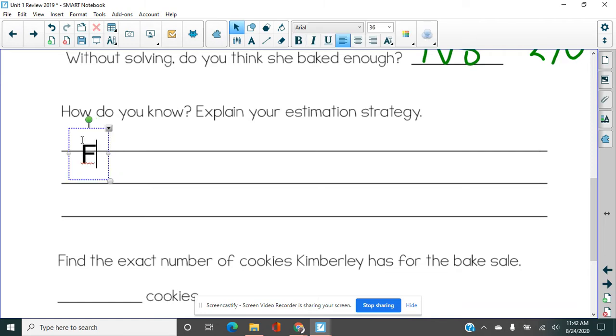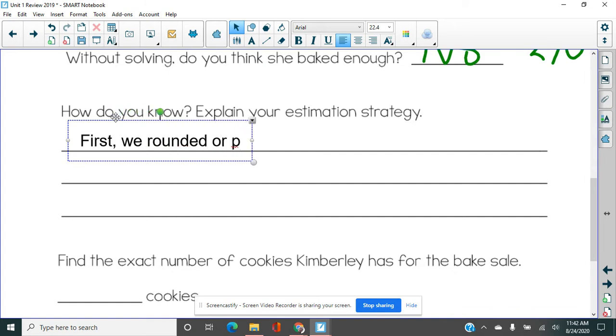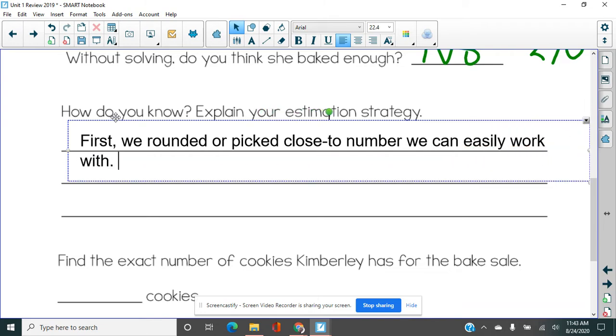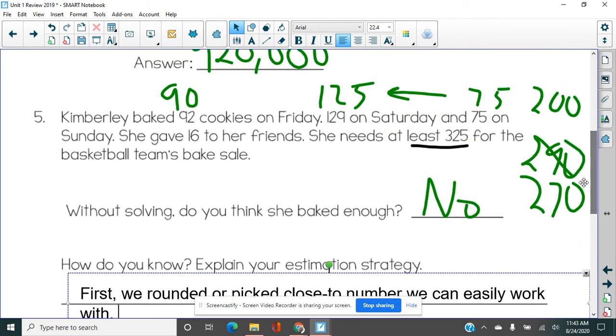First, let's see if I can get that a little higher here. There we go. We rounded or picked close to numbers we can easily work with. So that's one way to explain it. You might have said something a little bit different, but that's what we did. What did we do next? What did we do with these numbers? This 90 and this 200.